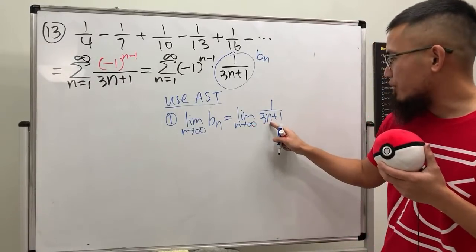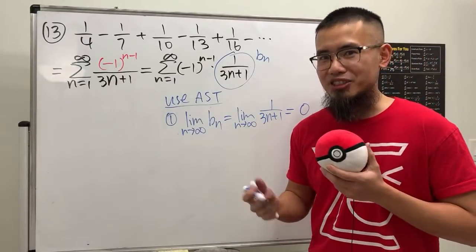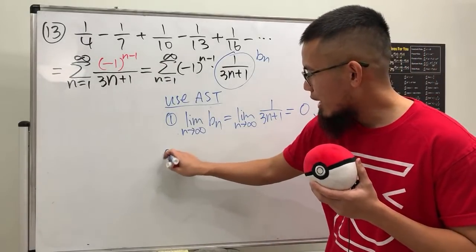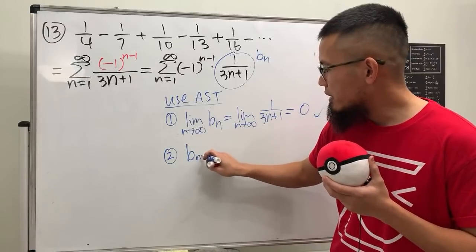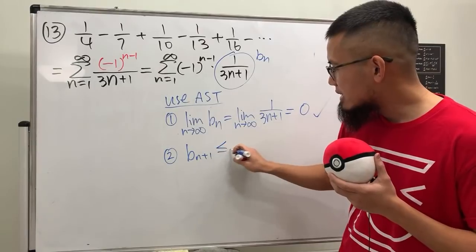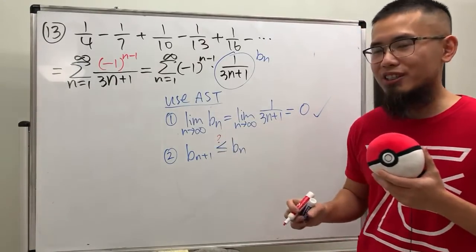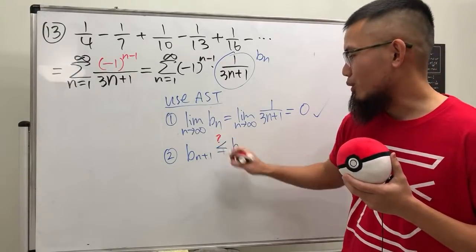You put infinity to here, we get 0. So the first criteria is checked. Now, the second one, we need to see if Bn is decreasing or not. So, is Bn plus 1 less than or equal to Bn? I don't know yet, so let's put a question mark. But we know it will work.